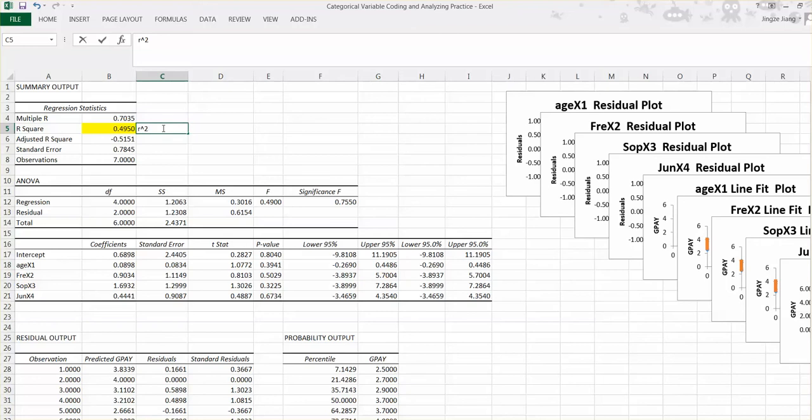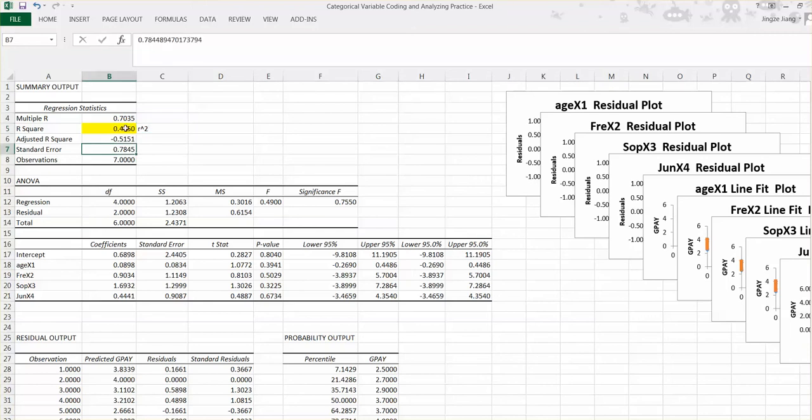R square is what we learned in class called the coefficient of determination. The interpretation for this variable is that 49.50% of the variation in our GPA is explained by our regression model. Also, in the lecture, I mentioned adjusted R square. The reason we want to use adjusted R square is to eliminate the case where people keep increasing the number of X variables in order to increase the value of R square.